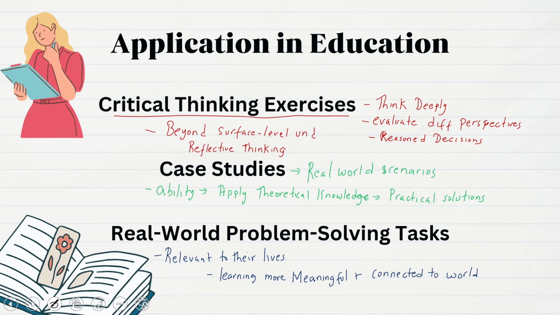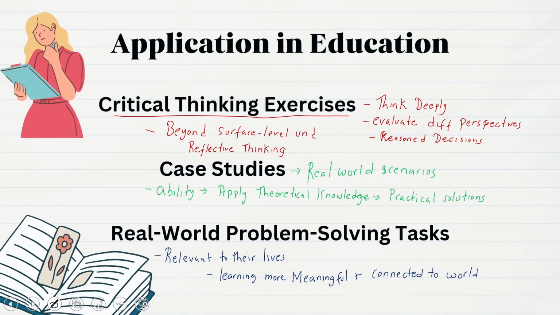For example, in a science class, students might be given the task of developing a plan to reduce waste in their school. Now, they would need to analyze the types and sources of waste, research possible solutions, and implement a plan such as setting up recycling programs or reducing the use of single-use plastics. Now, these are some of the applications that we have in the educational field.